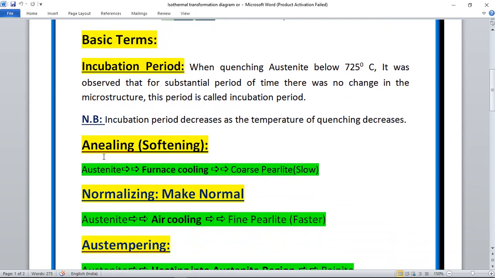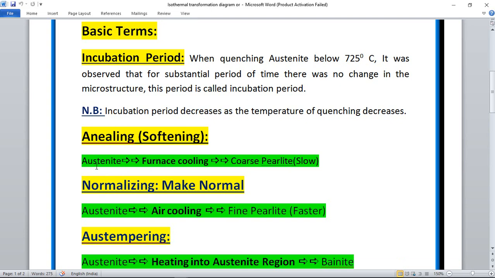The next important term is annealing. What does annealing mean? To keep it in memory, simply take annealing to mean softening. In the annealing process, austenite, gamma austenite, is transformed into coarse pearlite by furnace cooling. If we do furnace cooling of gamma austenite, it is slowly cooled down and transforms into coarse pearlite. This transformation is known as annealing.